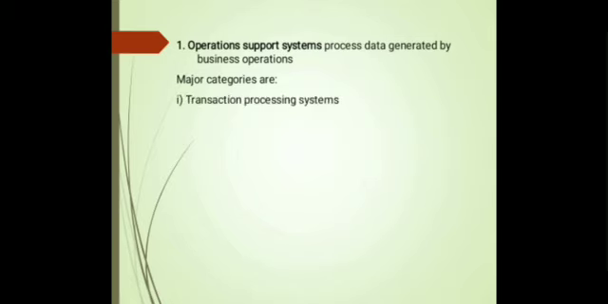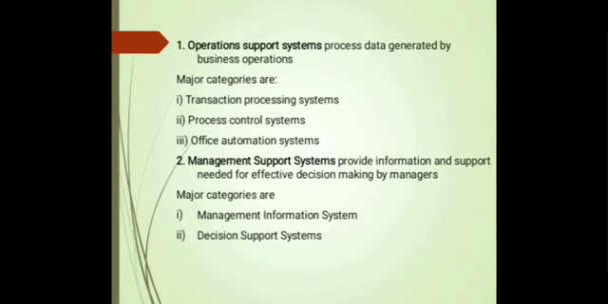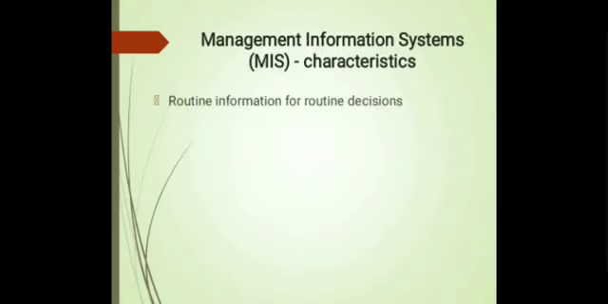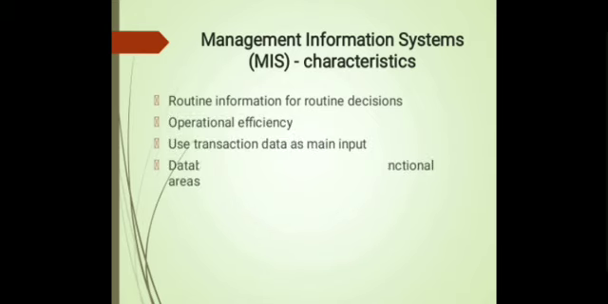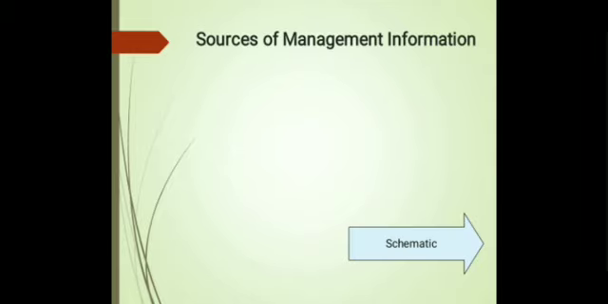The characteristics of management information system are enormous. They are management oriented, management directed, and additional to that, routine information for routine decisions, operational efficiency, that is optimally achieving productivity, and use transaction data as main input, that is the transaction database helps the management information system to create reports and take decisions for different levels of management. Databases integrate MIS in different functional areas, that is both internal and external databases integrate together and form a management database so that decision making can be undertaken at different levels of management.